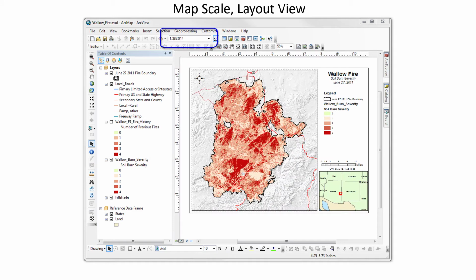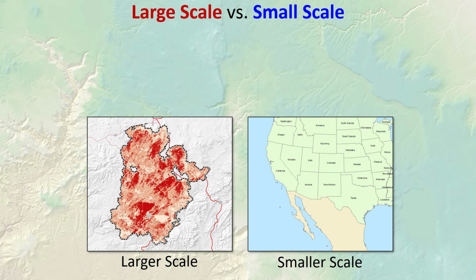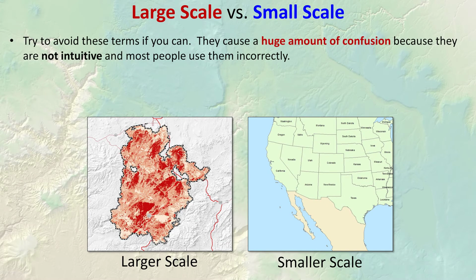Now when we shift over to the layout view, on the other hand, scale reflects the scale of the active data frame as it is positioned on the layout. Now this scale value is exact because ArcMap knows exactly how big the layout is. Now large versus small scale. Now these terms sound obvious, but they're really not intuitive. Most people get these terms mixed up. People who do know the correct definition often get cranky when people use the wrong definition. I recommend you try to avoid the terms large scale and small scale if possible.